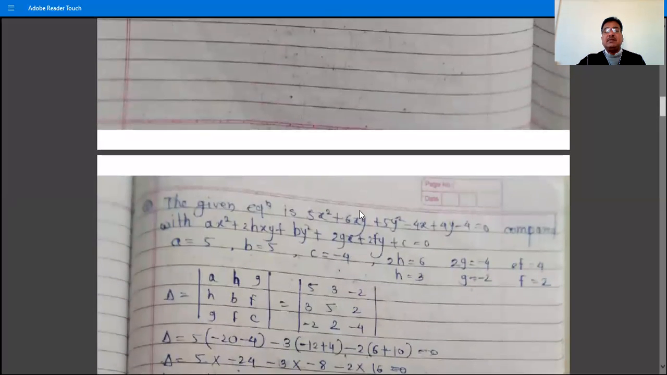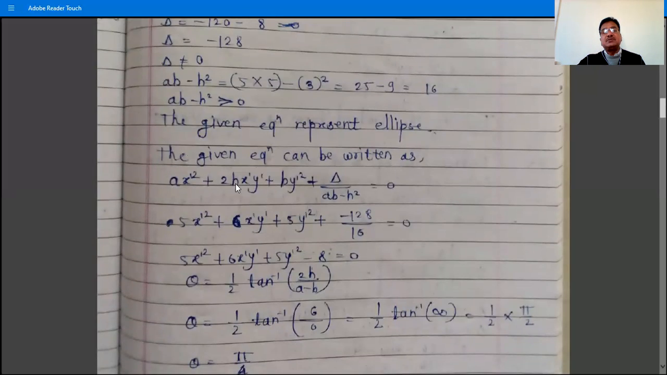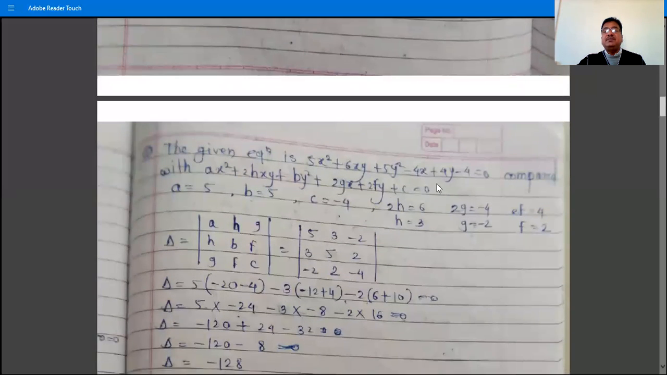If you observe this equation, x square is a term, then this is the product term x into y, this is the y square term, and these are the linear terms, minus 4x and plus 4y, and the constant term. In order to reduce this general equation to standard form, first we have to remove these two linear terms. What is the procedure? Directly write this formula: ax dash square plus 2h x dash y dash plus by dash square plus delta by ab minus h square. We have the equation free from these two linear terms, the x and y terms.